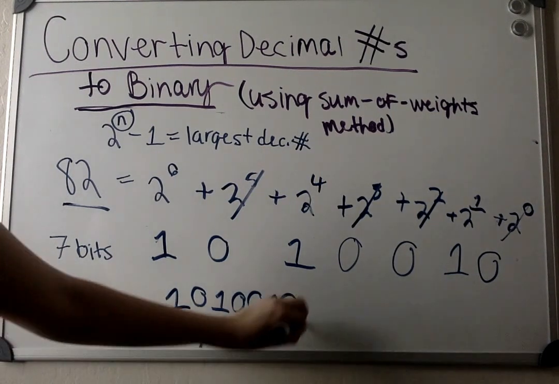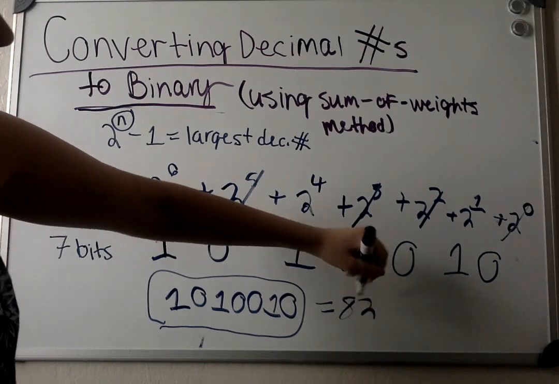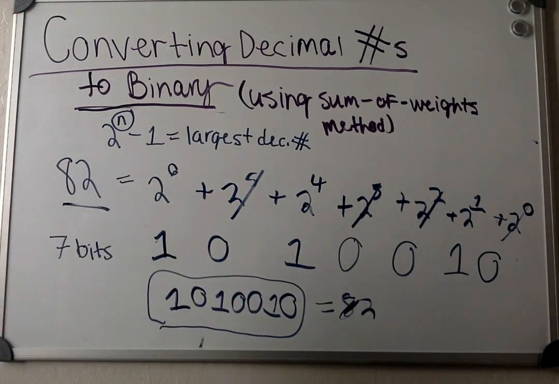1, 0, 1, 0, 0, 1, 0 is the binary representation of 82 using the sum of weights method. All right.